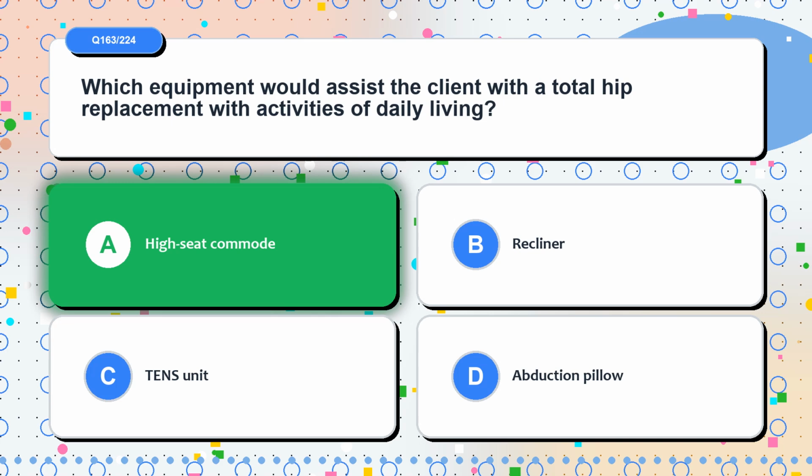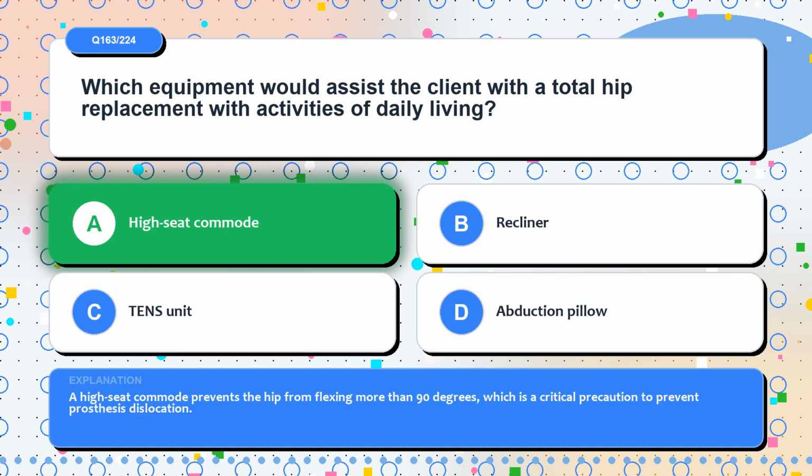The correct answer is option A. High-seat commode. A high-seat commode prevents the hip from flexing more than 90 degrees, which is a critical precaution to prevent prosthesis dislocation.